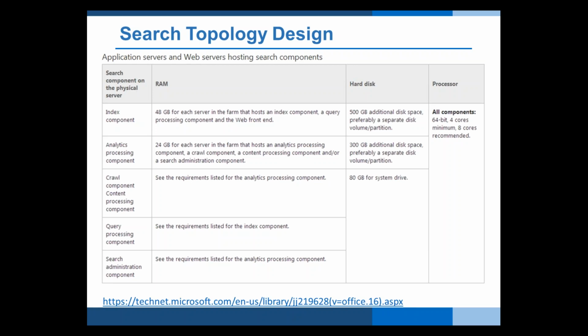We are looking at a hard drive location separate from SharePoint and separate from your log files, where the index will be stored, and this can grow really, really big. 500 gig should get you a good start, but monitor it closely. Then we're looking at 8 cores minimum, but 8 cores recommended on the processing side.